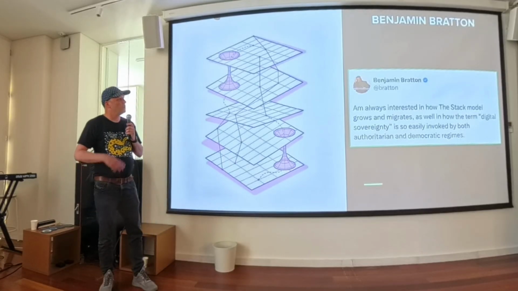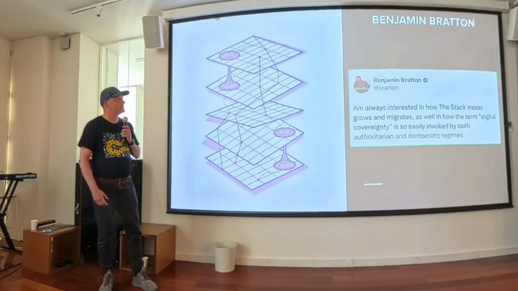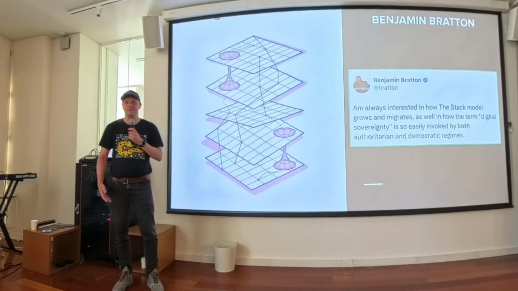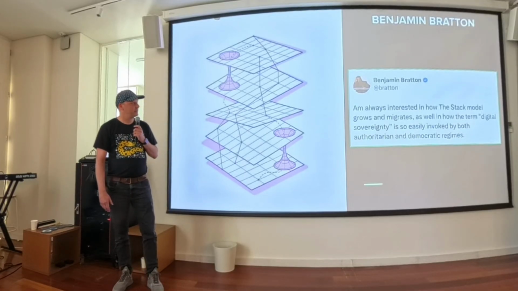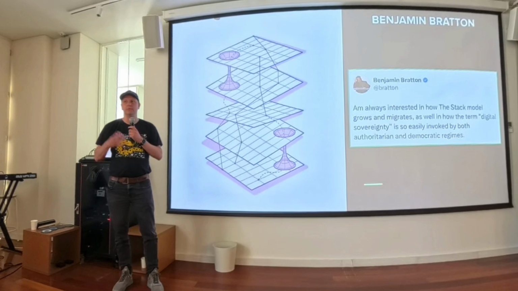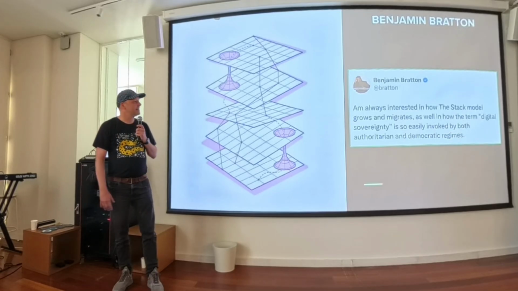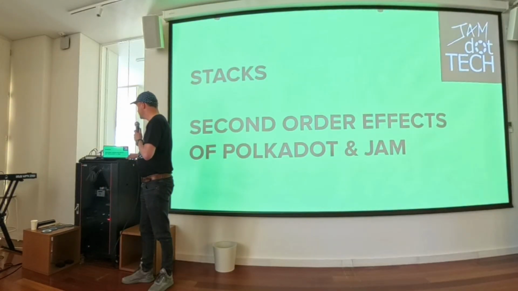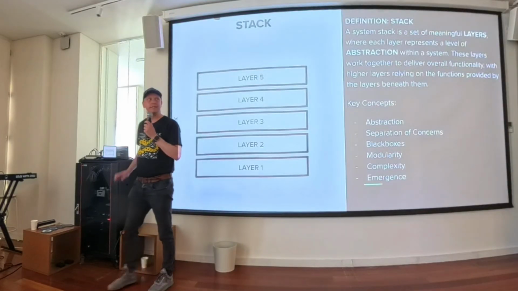So one lens that helps me to think about these things is Benjamin Bratton. He's an American philosopher, not my favorite philosopher, but he has written a great book called The Stack, and that really goes into how technology nowadays is a mega structure, a global scale system that is really geopolitical in nature. So I want to talk a little bit about stacks and the second order effects of Polkadot and JAM.